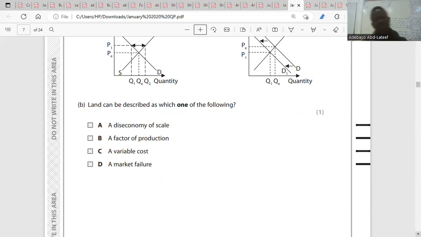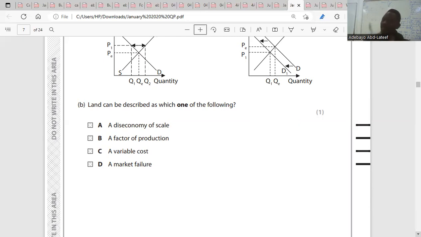Is it clear? So we'll go back to the question. They said, land can be described as which one of the following? Economies of scale. We talked about economies of scale: an increase in your average cost as a result of expansion. So it is not land. We talked about factor of production. We said all resources that are put together to help in the production of goods and services, which land is part of. So let's check C, variable costs. These are costs that increase as output increases. It's not C. The market failure. What is market failure? When your social cost exceeds your social benefits.